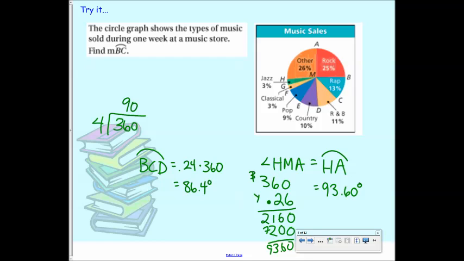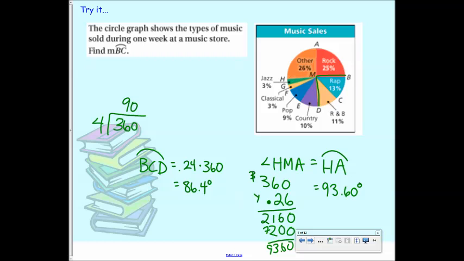So that's 86.4 degrees. So if the measure of arc BCD is 86.4, what angle is 86.4? DMB. Good. So that's the angle that encompasses that entire arc. Okay? So again, the arc and the angle have the same measure. And all the way around should add up to what? 360. If it doesn't, you did something wrong.